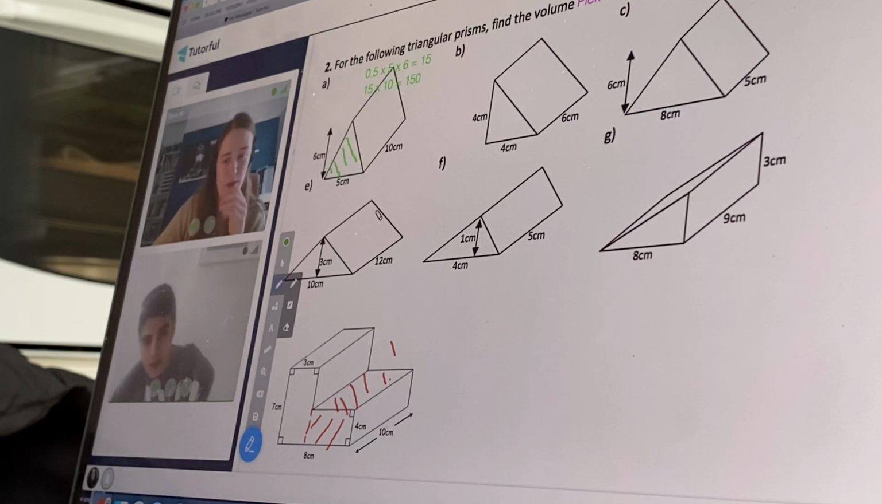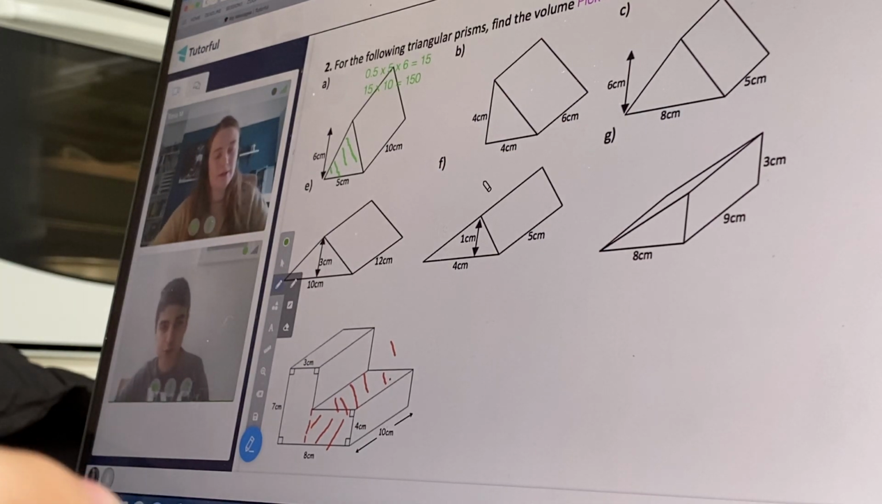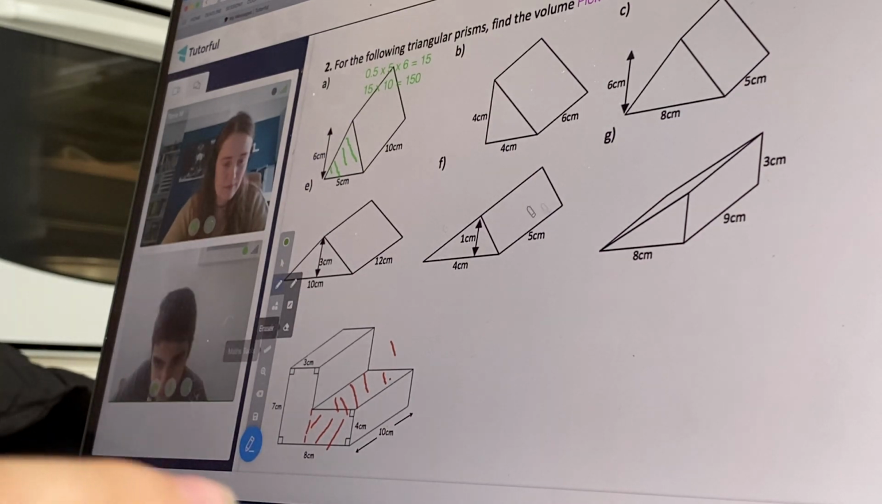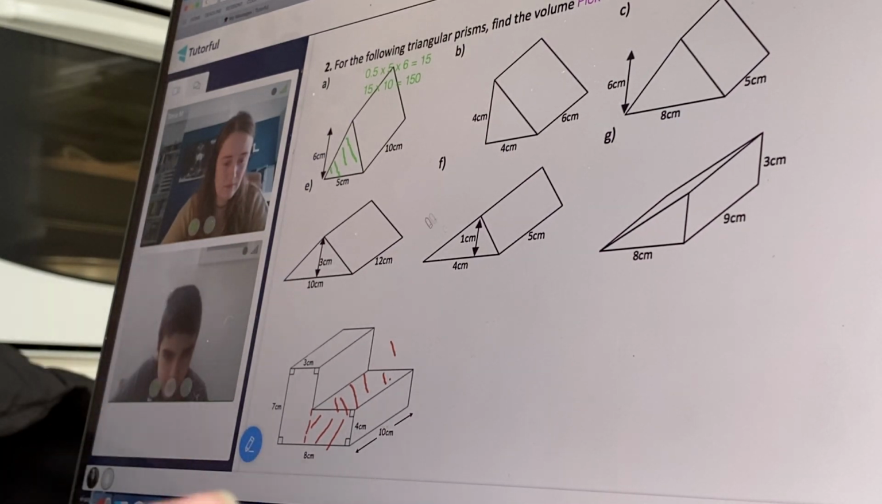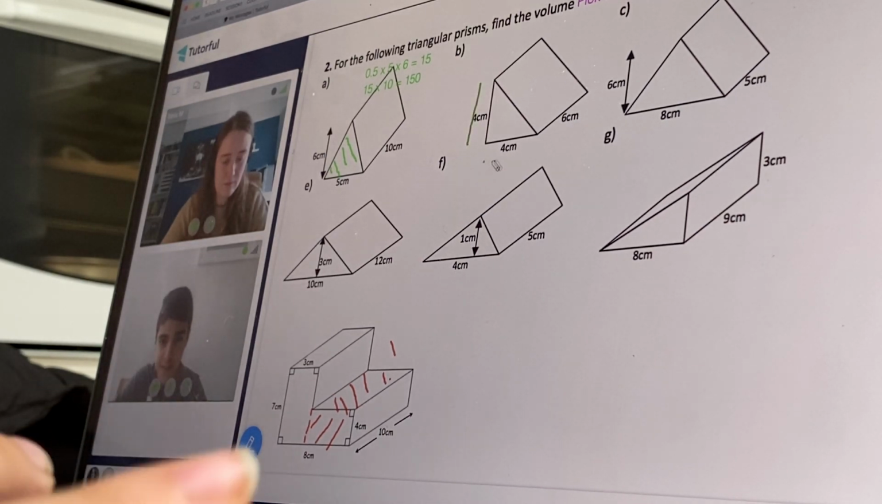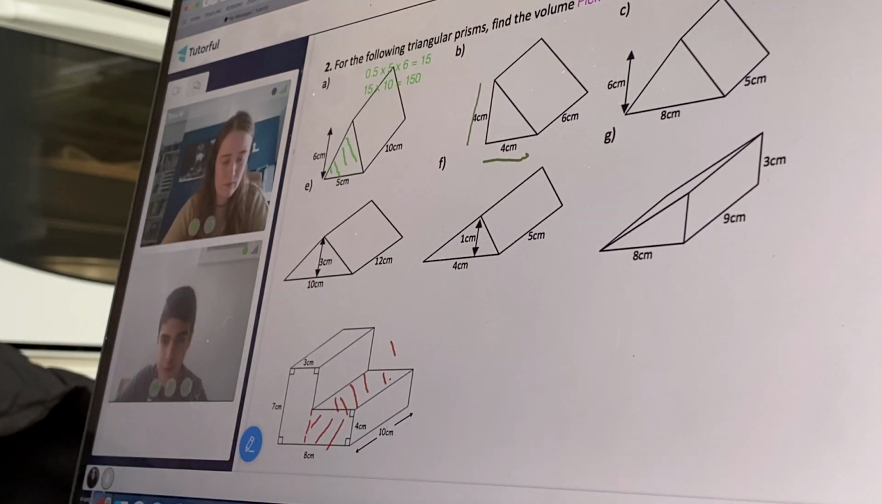Okay, do you want to try B? Yes. Okay, so B over here, down here. So 4 and 4. So this one, this is the height, the same as the 6, this 4, and this is the base. So we're going to half it, it's going to be 2, and then 2 times 6 is 12.